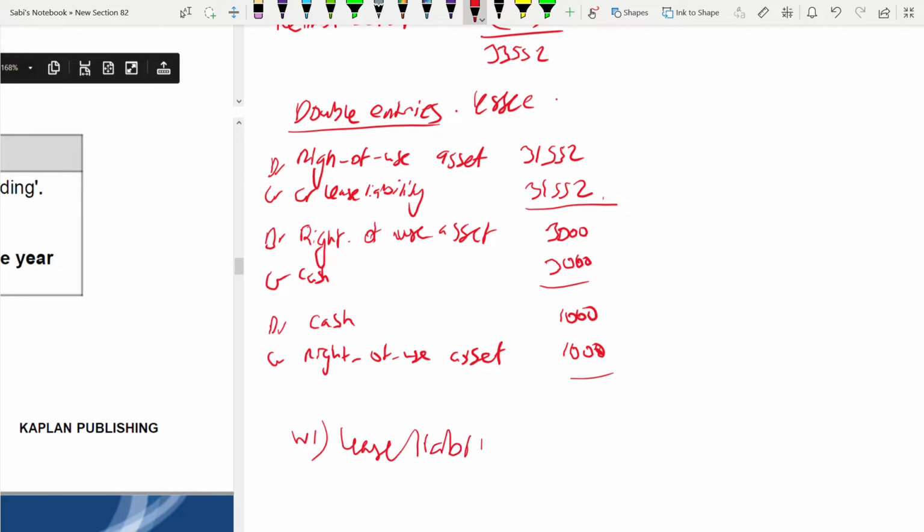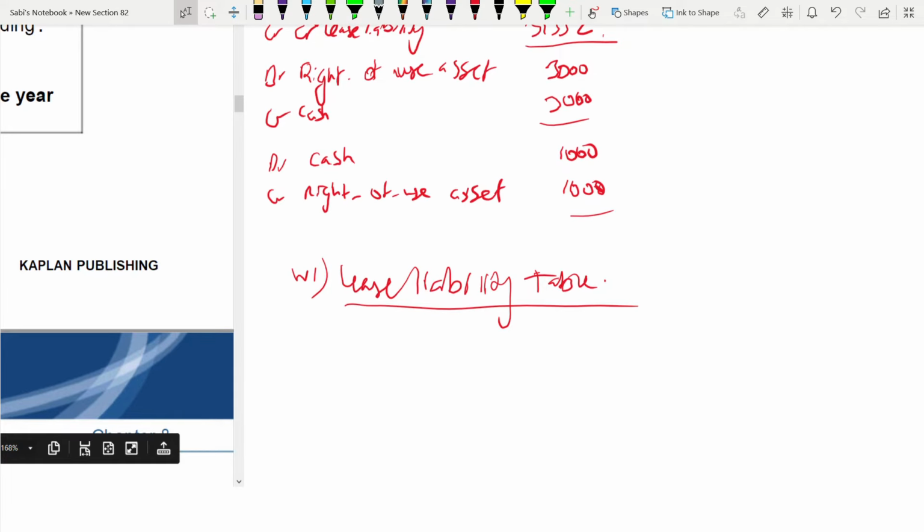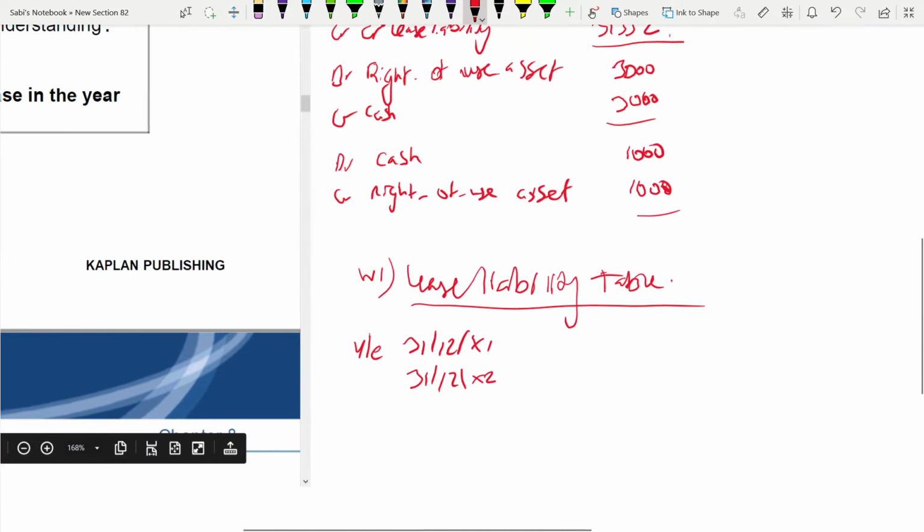So you have to do a small working, a lease liability table. This is always needed whenever you have to find the finance cost. So it's the year ended 31st December 2001 and 31st December 2002. We don't need 2003. Two years is enough, because if you look at the question, they asked for the year ended 31st December 2001 only. You want to know the subsequent treatment.